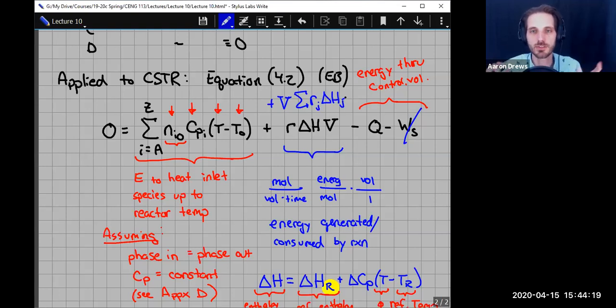In a single reaction, you've got just a 1R delta H term, right? There's only one reaction, so there's only one R. There's only one delta H, so there's only one delta H. If you have more than one reaction, then you just sum up all of those terms. The R that sits in there is exactly the same R that we've been dealing with before, right? It's your rate term.